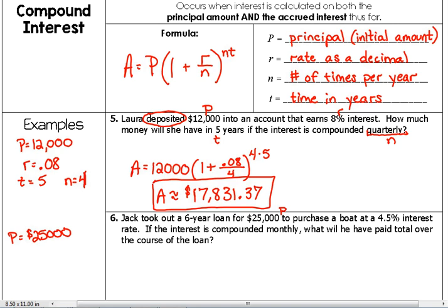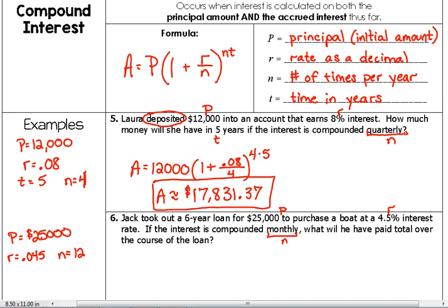To purchase a boat at 4.5% interest. So 0.045 is R. If the interest is compounded monthly, how many months are in a year? 12. That is N. What will he have paid total over the course of the loan?